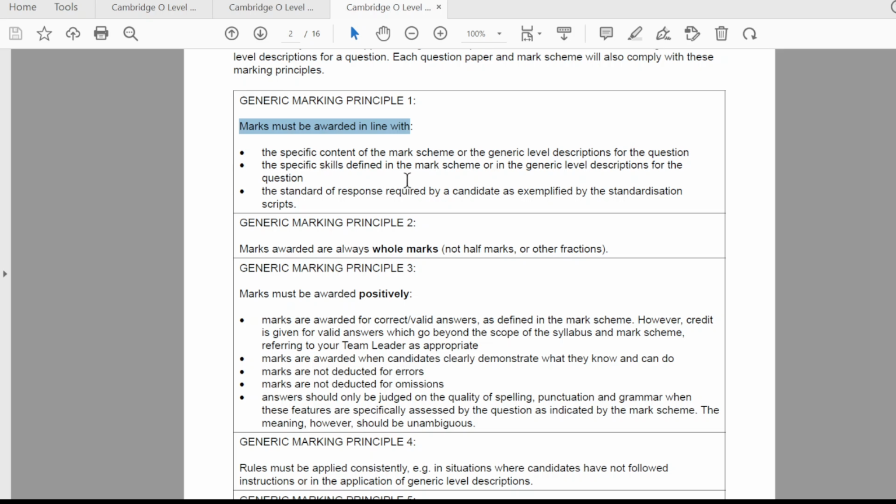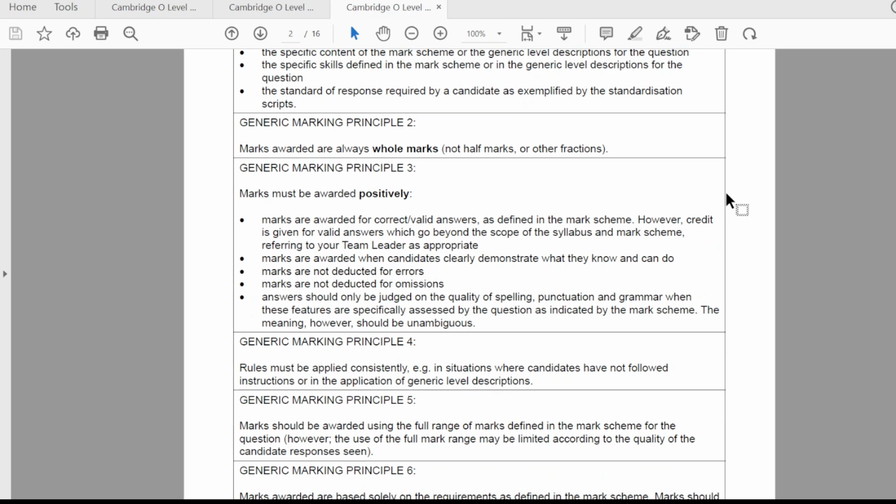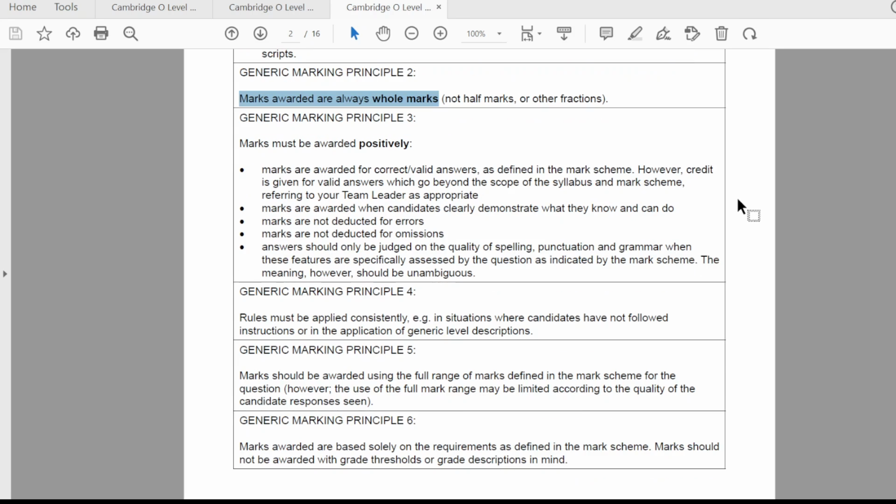Then the specific skills defined in the marking scheme. So again, that or the generic level descriptors. The standard of response required by a candidate as exemplified by the standardization scripts. Okay, so the kind of response a candidate is supposed to give. The second marking principle, marks are always given as whole, right? So you're going to get either a 1 or a 2 or a 0. There's no 0.25 or a half, none of those.